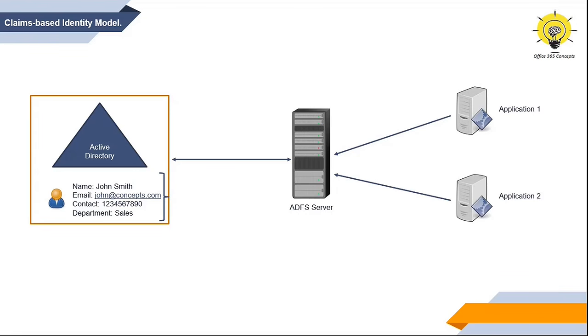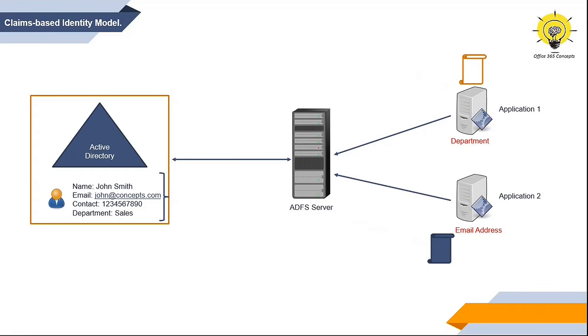If application 1 needs a token on the basis of department attribute, ADFS server will construct a token on the basis of department attribute and will send this token to the application. In the same way, if another application's requirement is that the user should be authenticated on the basis of email address attribute, ADFS will construct another token including email address of the user and will send this token to the application. So this is one of the reasons why do we need ADFS.